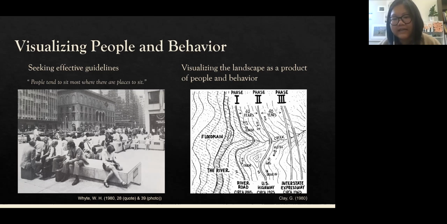Another thing, the second reason, is that the environment and people have this dialectic effect. The environment impacts the people, and the people also impact the environment. So the visualized landscape is actually a product of people and behavior. So this is another reason.